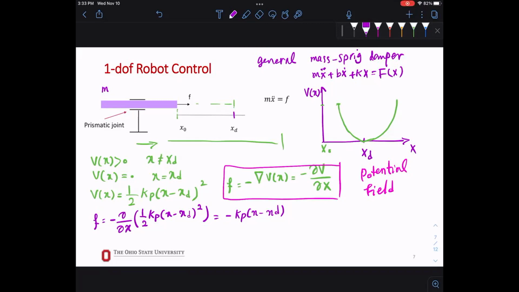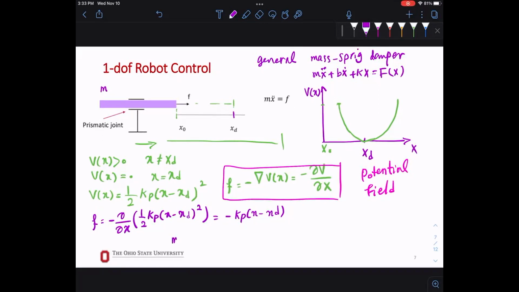I know I have in my dynamic equation m x double dot equals F. F is the external forces, right? The force that is going to control is also an external force. So I'm going to now say m x double dot is equal to negative kp (x minus x desired).